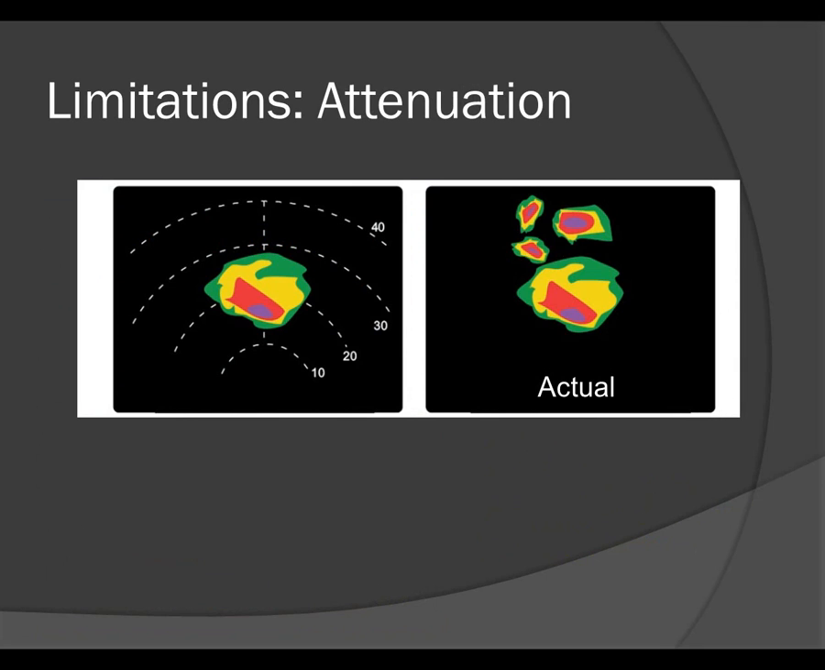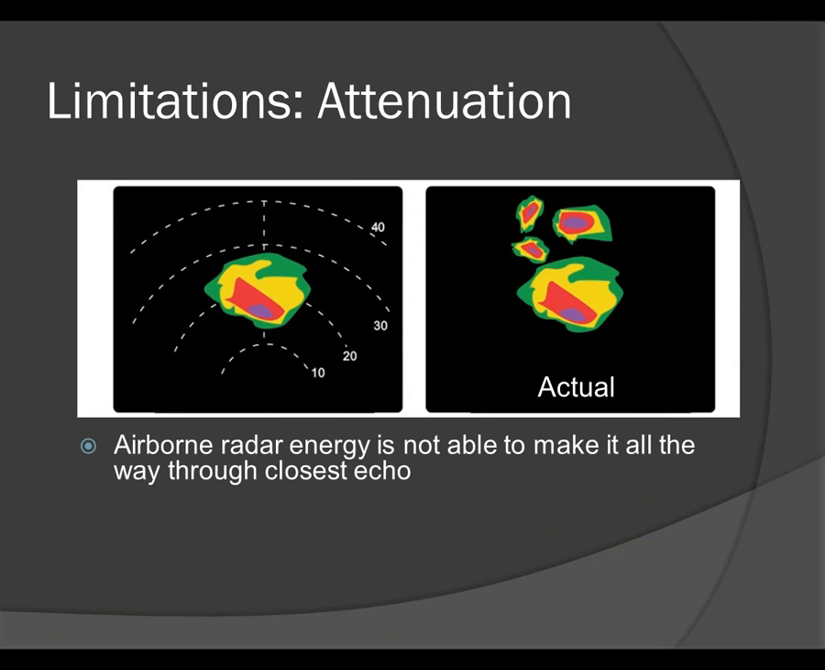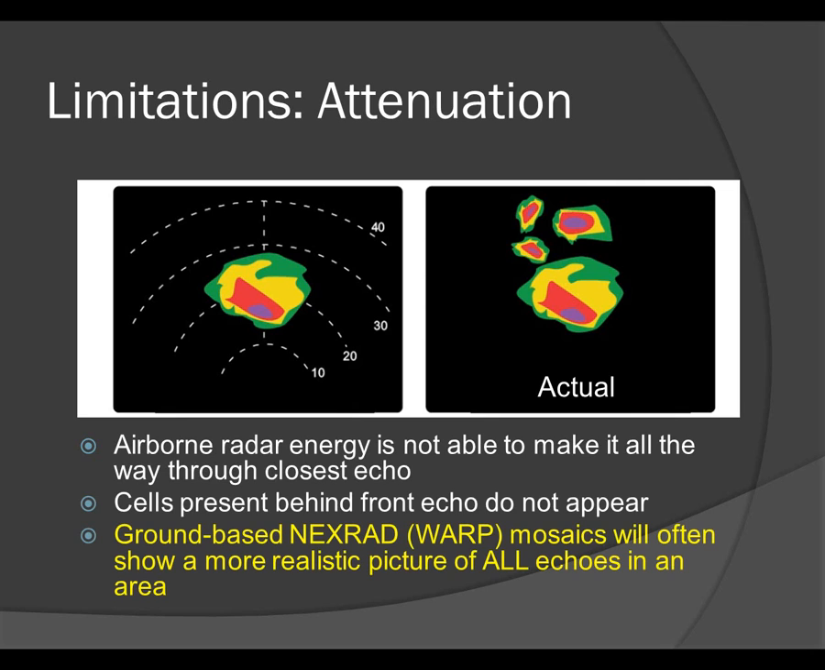There are also some limits due to attenuation with airborne radar. Many times the airborne radar energy is not able to make it all the way through the closest echo, so the cells that are present behind the front echo do not appear. Because you are looking at a mosaic, you will often see a more realistic picture of all echoes in an area than a pilot will on their small single-site radar.